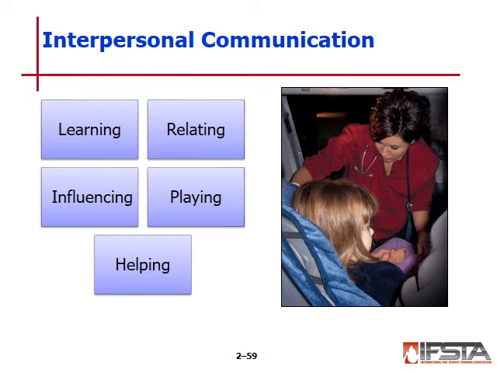There are 5 general purposes for interpersonal communication. First is learning, which is acquiring knowledge or skill. Second is relating, establishing a new relationship or maintaining an existing one. Next, we have influencing, which is to control, direct, or manipulate behavior. Playing is creative, a diversion to gain pleasure or gratification, as with positive humor. And of course, helping: attending to another person's needs or consoling someone in a time of tragedy or loss. And these are all examples of interpersonal communication.